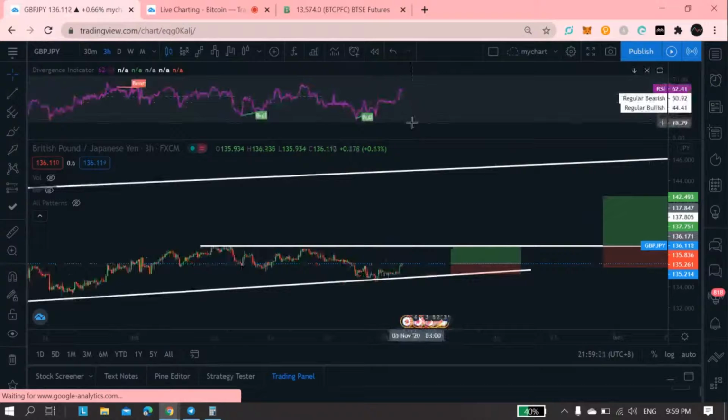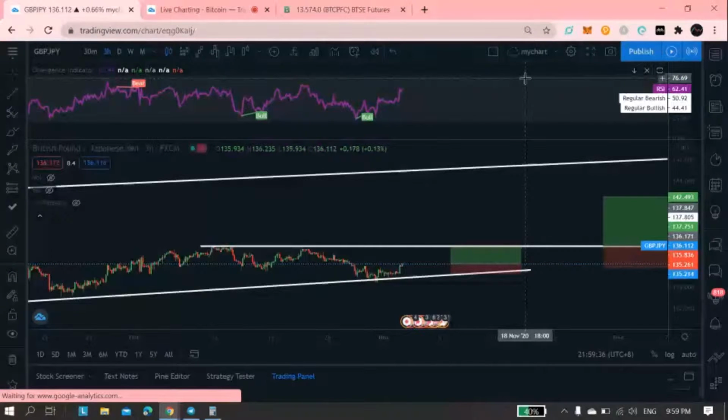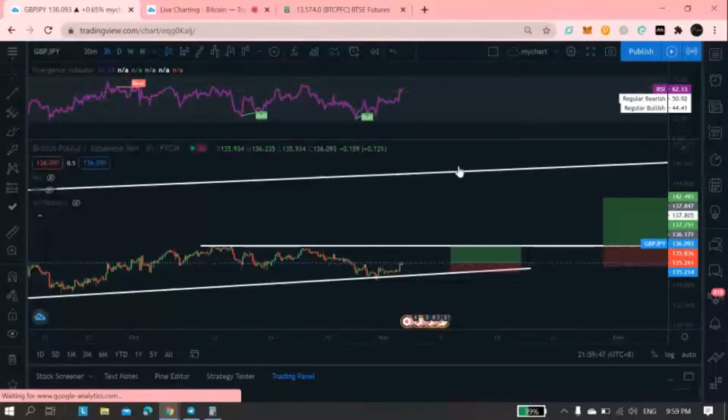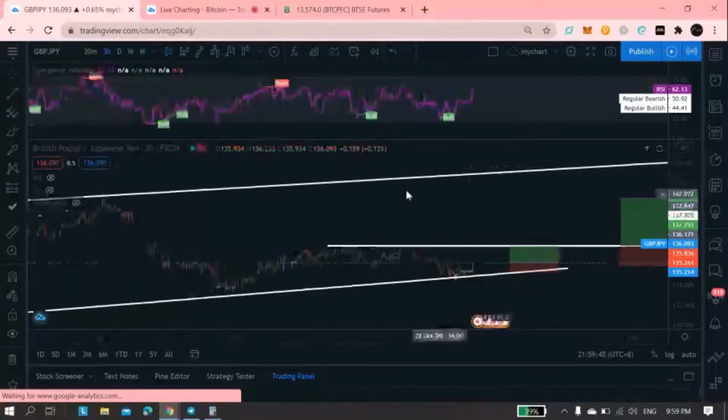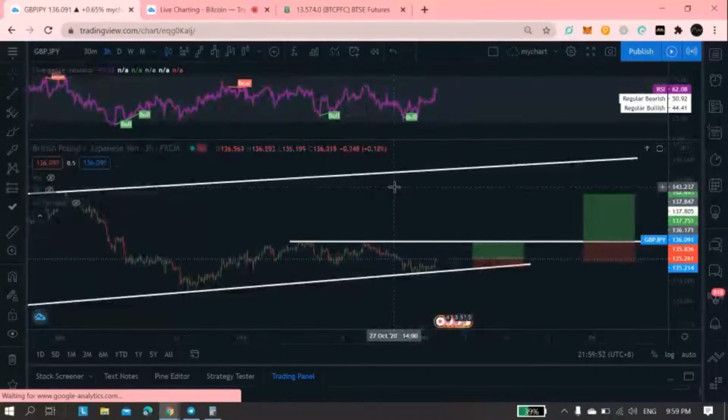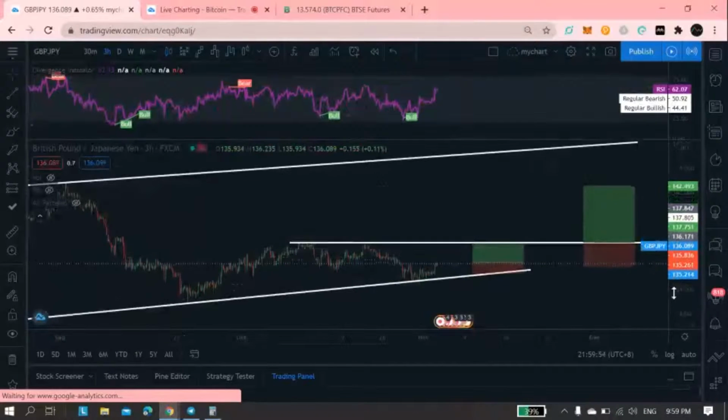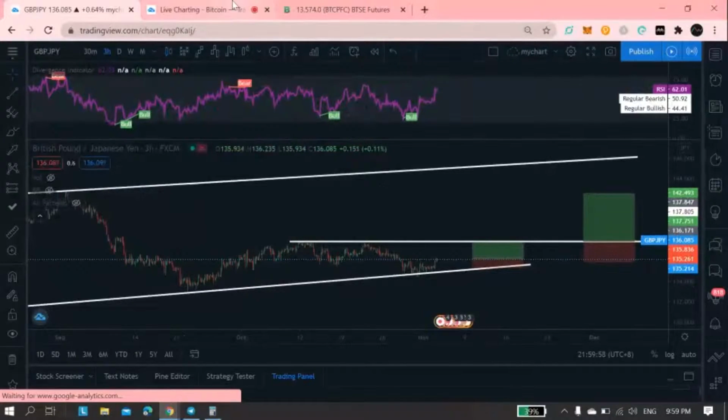Normally I buy when the divergence indicator is at this area or below, at the regular bullish divergence, and of course sell when it's already above this 80 RSI and above the bearish divergence. But of course, it also depends on the risk reward. So I think that's it. For me, I'll just wait.